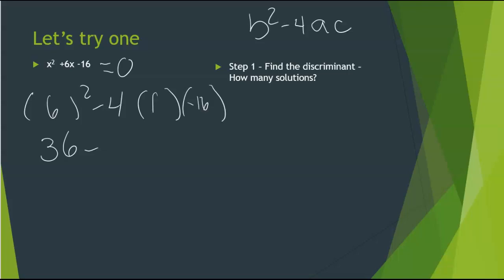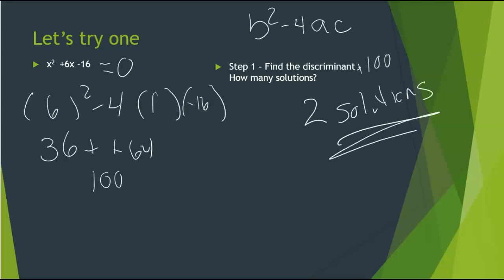64. Negative 64, right? Because this negative goes there, and then we're multiplying all these positives, except this guy's a negative, so it's actually going to be negative. So we have a negative and a negative. 2 negatives together are positive. 36 plus 64 equals 100. The discriminant is positive 100. How many solutions are there to this quadratic equation? It's positive. Therefore, there's 2 solutions.